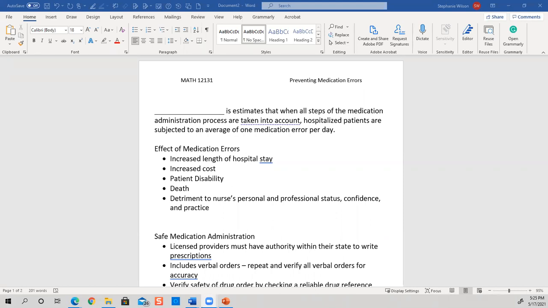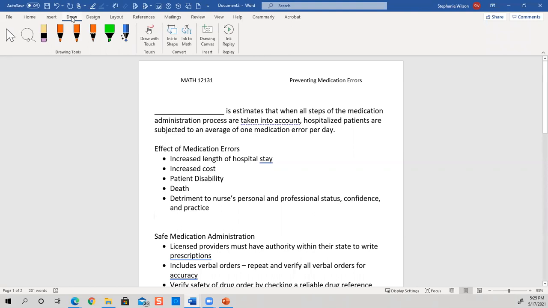This first question says that blank estimates that when all steps of the medication administration process are taken into account, hospitalized patients are subject to an average of one medication error. If you go into your textbook, you will see that the answer is the abbreviation IOM. It stands for Institute of Medicine. So definitely read it.